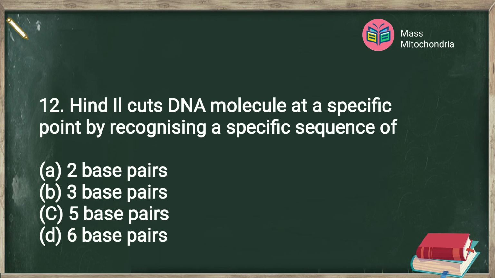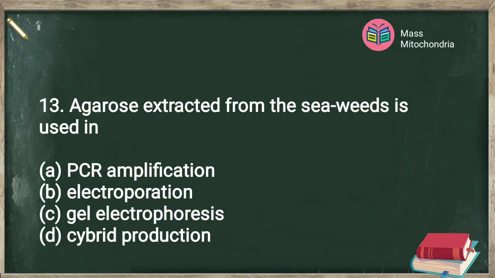Question number 13. Agarose extracted from seaweeds is used in, right answer is gel electrophoresis. Agarose is most commonly used as the matrix in gel electrophoresis. It is a polysaccharide extracted from seaweeds. The DNA fragments separate according to size.